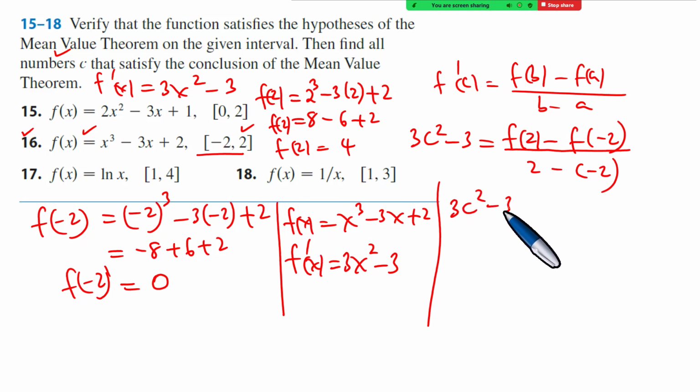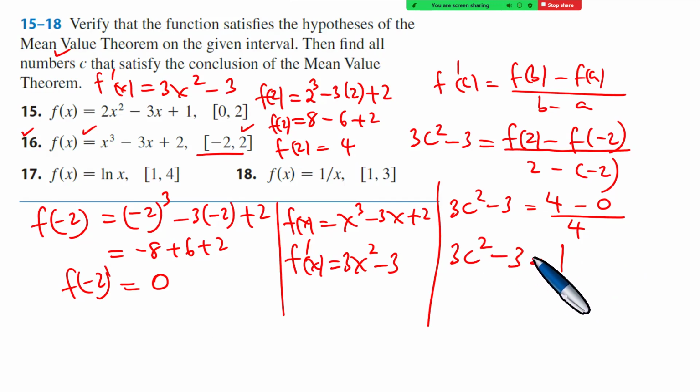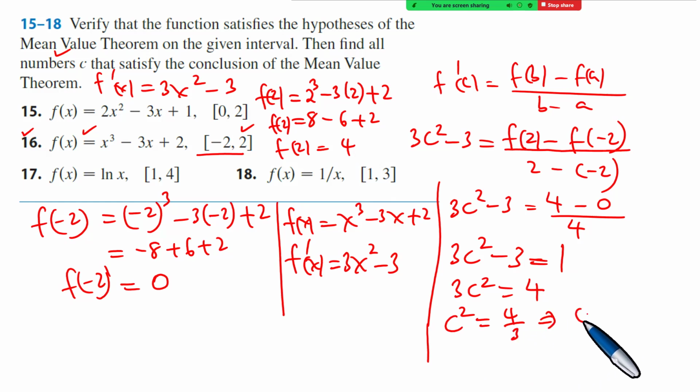This is 3c squared minus 3 equals, what is f of 2? f of 2 equals 4, minus f of minus 2, which is 0. We divide by 2 plus 2, giving us 4. And this is 3c squared minus 3 equals 1. Okay, we're good. 3c squared equals 1 plus 3. We transpose the 3, making it positive, giving us exactly 4. At this point, we divide both sides by 3, getting c squared equals 4 over 3.